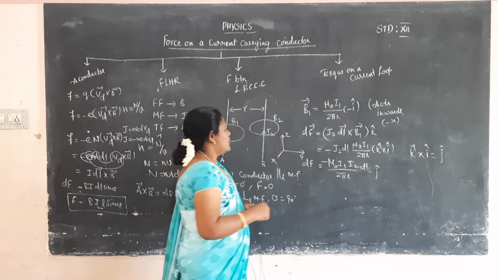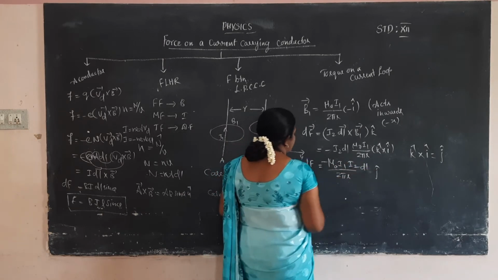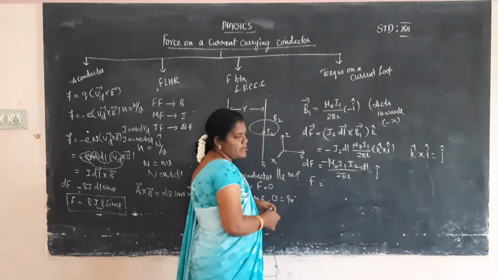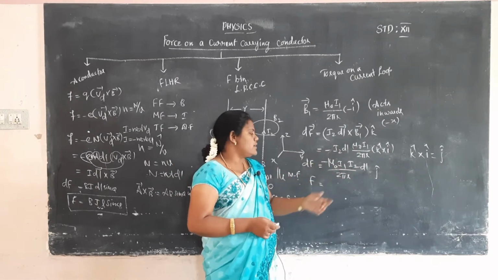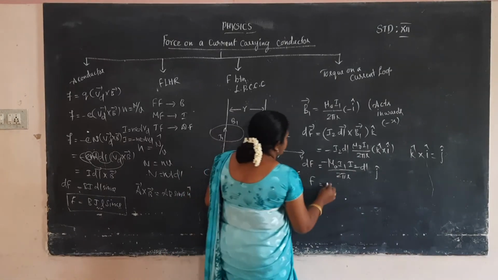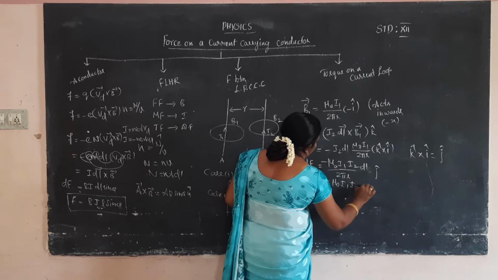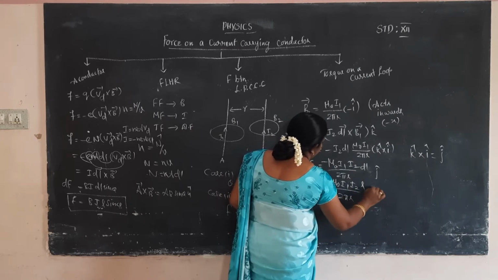It is the force created on the second conductor by the first conductor. Clear? So dF is equal to minus mu naught I1 I2 dl by 2 pi r into j cap. Now we want only F, so F is equal to, the differential part is there on the left side as well as the right side, and we have to ignore that. So F is equal to minus mu naught I1 I2 L by 2 pi r into j cap.